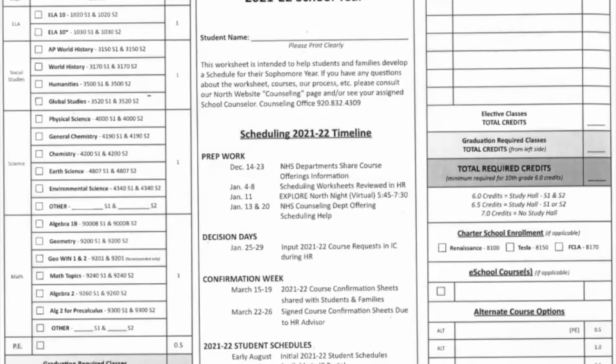The worksheet in general is divided up between, on the left-hand side here, the graduation requirement class areas, and then on this side are elective area requirements. So as sophomores next year, you're going to want to walk them through each one of these by department, and explain to them about the ELA options, social studies, science, and math as well. And then as a sophomore, what PE class they're going to take.